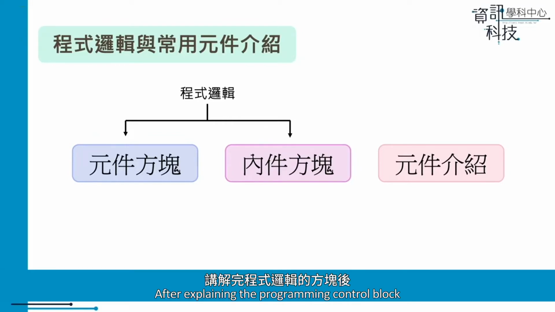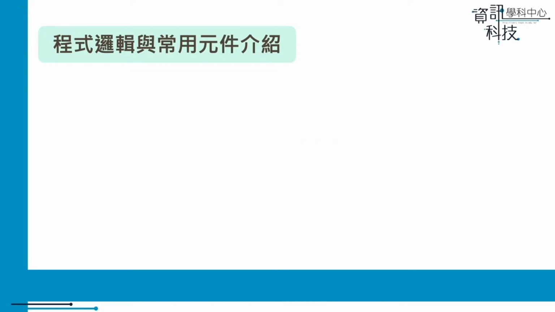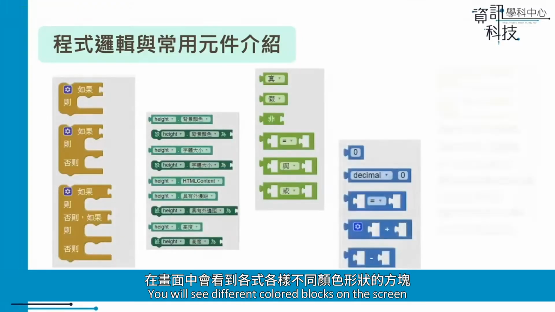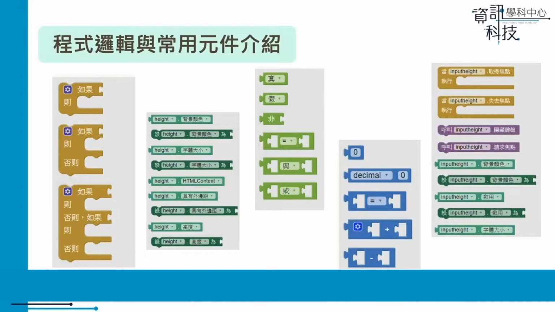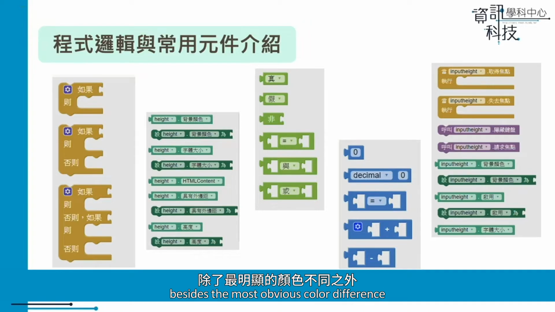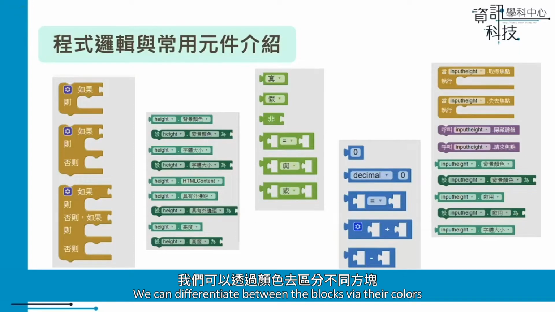After explaining the programming control block, let's go into common components. To look at various blocks within the program, you will see different colored blocks on the screen. We can see there are many blocks on the screen. Besides the most obvious color difference, each block's shape and appearance are also unique. These will be introduced later. We can differentiate between the blocks via their colors.